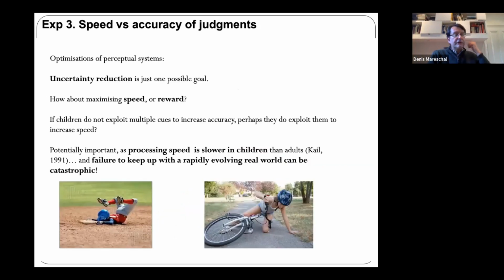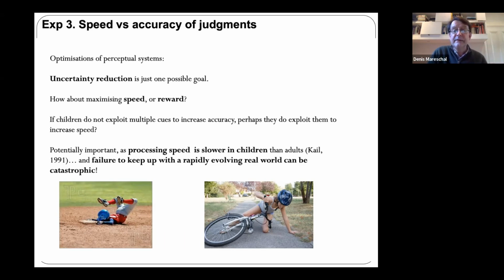So they're not optimizing cue integration, they're not fusing cues together, but what are they doing? Is it possible that the children are still optimizing the information, but optimizing it for a different goal? And that by looking at it from an adult perspective, we are misassessing what their abilities are. Maybe they're optimizing for speed or reward rather than accuracy.